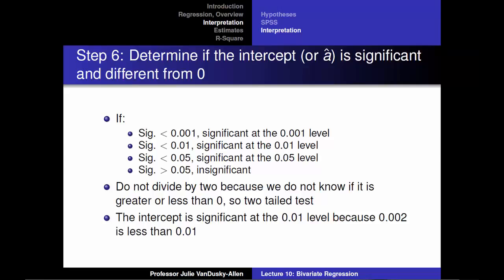Note that I did not divide the sig values by 2 because, unlike a coefficient, we do not have an expectation of whether an intercept or A hat should be greater or less than 0. So we used a two-tailed test.